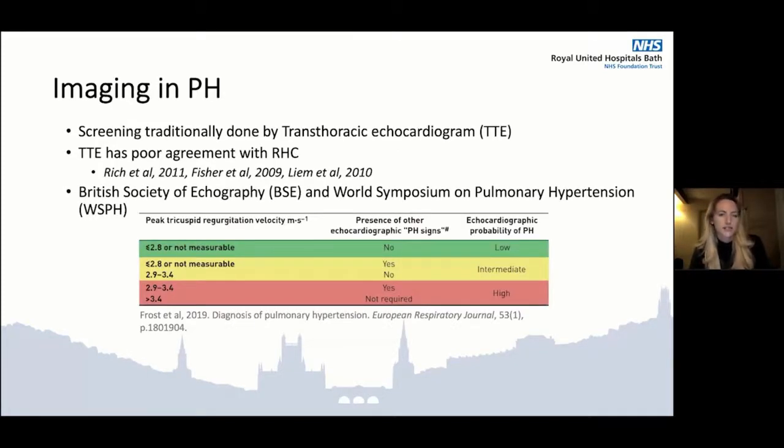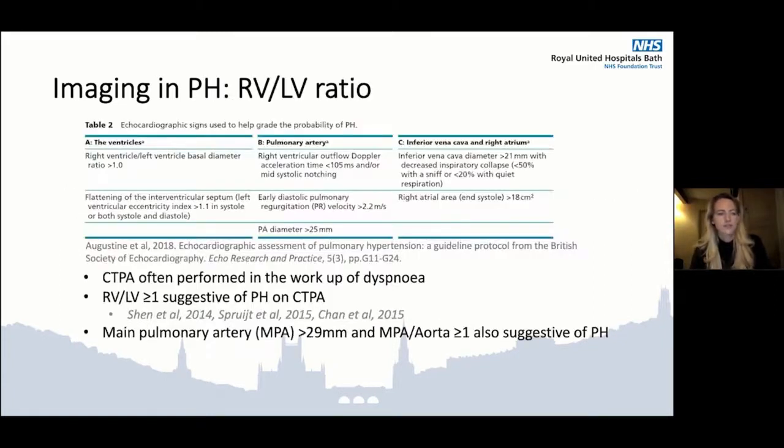Pulmonary hypertension is a progressive condition characterised by right ventricular pressure overloading, leading to right ventricular remodelling, dilatation, dysmotility, and ultimately failure. Transthoracic echocardiogram, TTE, has traditionally been the non-invasive screening tool of choice for assessing patients with suspected pulmonary hypertension, although studies have demonstrated variable correlation between TTE and right heart catheter gold standard. Given poor agreement, it is recommended that screening TTE be graded as either low, intermediate, or high likelihood of pulmonary hypertension.